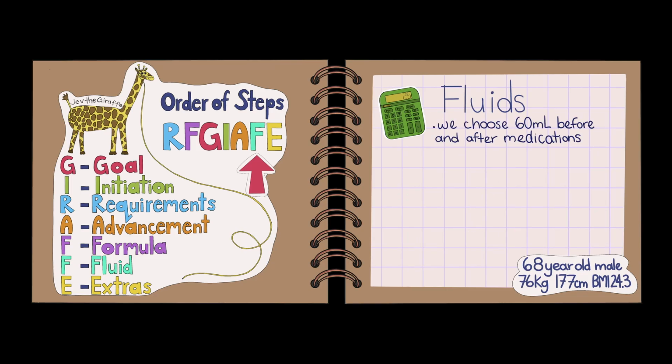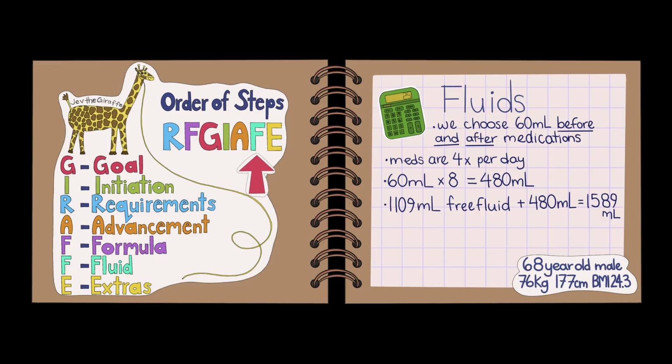He gets medications 4 times a day, and we will flush the tube before and after each medication time, making this a total of 8 flushes per day. 60 mils times 8 equals 480 mils of fluid. Now we have 1109 mils from the formula, 480 mils from medication flushes, giving our patient a total of 1589 mils of free water per day. We still need to give an additional 571 mils.